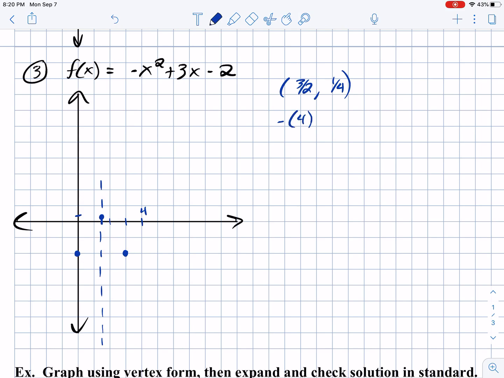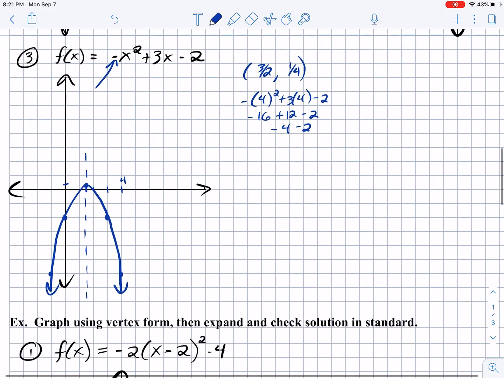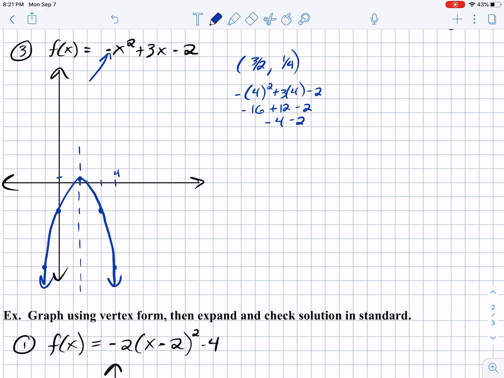Negative 4 squared plus 3 times 4 minus 2. Get negative 16 plus 12 minus 2. So a negative 4 minus 2 is going to put us at negative 6. And that's 2.5 units. So let's go 2.5 units on the other side. There's 5 points for this quadratic function. Hopefully you know it's opening down because of the negative. And then this is your parent function, so there is no stretch or compression factor.